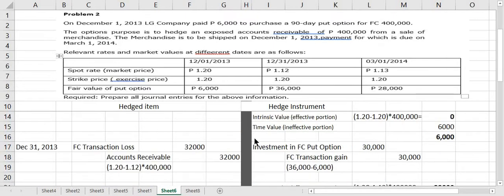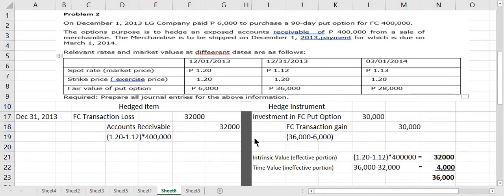Ayan. Now, for December 31, 2013, sa ating hedge item, as seen sa ating problem, naging 36,000 yung fair value ng ating put option. Kaya from 6,000 to 36,000, our hedge instrument increased by how much? 30,000. Okay, we debit investment in foreign currency put option, 30,000, and credit tayo ng gain. Okay? Foreign currency transaction gain for 30,000.